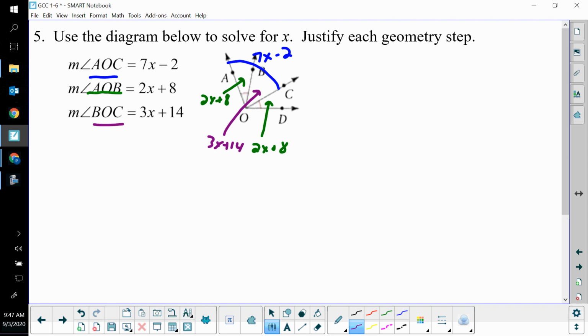So we've got to figure out some relationship to figure out what x is. And if you notice the top green one, the 2x plus 8, and the purple one, those are the two small parts that should add to the 7x minus 2. So we can do 2x plus 8 plus 3x plus 14 equals 7x minus 2. And our geometry step that we need to justify is the angle addition postulate. Again, if you want to abbreviate angle with the angle symbol, angle addition postulate.